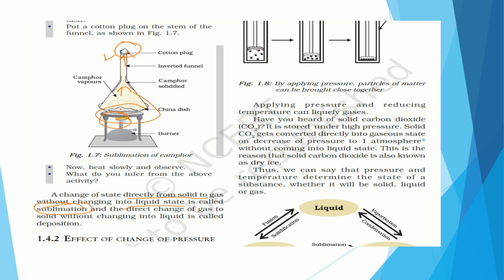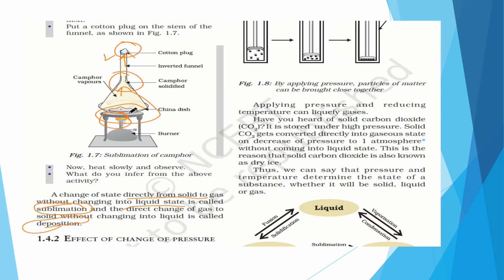So what is sublimation? If they ask you to define sublimation, sublimation is a change of state directly from solid to gas without changing into liquid state. Now next comes deposition. We can see on the sides of the funnel something has been deposited. So the gas which has been released from camphor, which then converts to solid without changing to liquid form, is called deposition. Is it clear?